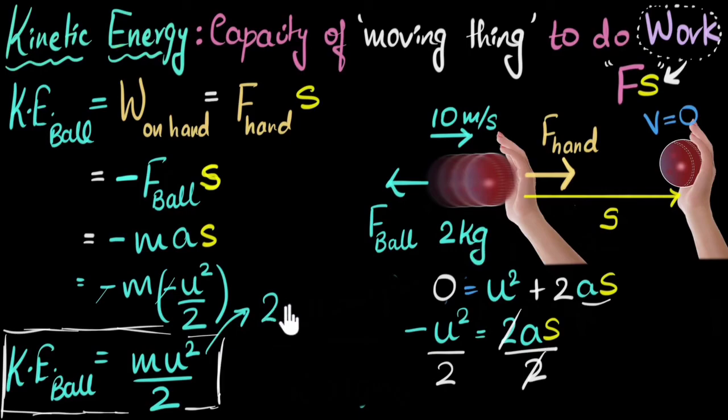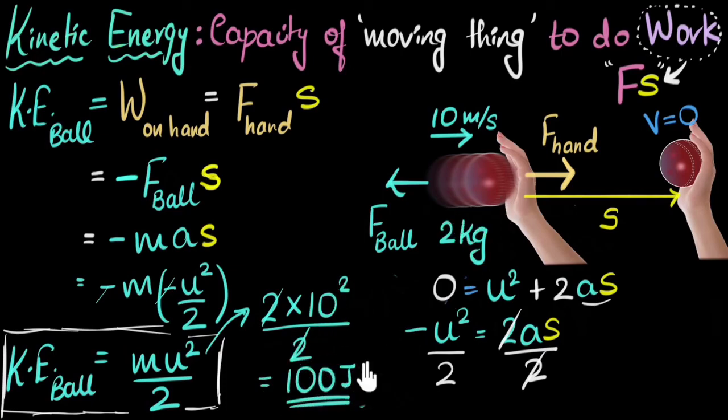Everything is in standard units. So 2 times velocity squared. Velocity is 10, so 10 squared divided by 2. And so the 2 and 2 cancel, and we end up with 10 squared, which is 100. So in our case, the cricket ball has a kinetic energy of 100 joules. And what does that mean? It means that this cricket ball can do a maximum of 100 joules of work when it goes and hits something, not more than that.